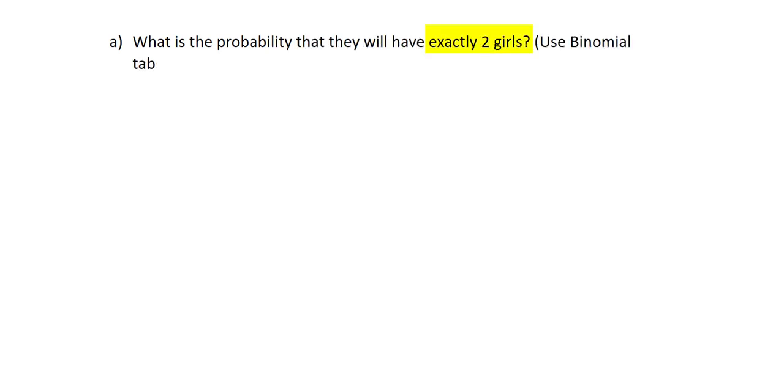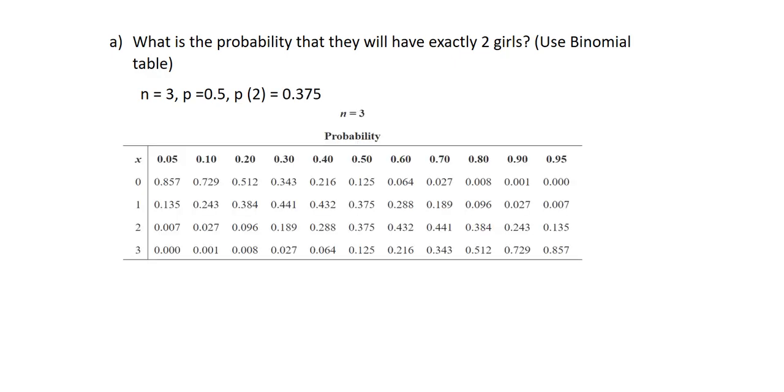So looking at the next question, what is the probability that they would have exactly 2 girls? So we want to use a binomial table to answer this question. Now we're answering these questions based on the fact that we have established that what we have here is a binomial probability distribution. So we have a part of our binomial table as given right here.